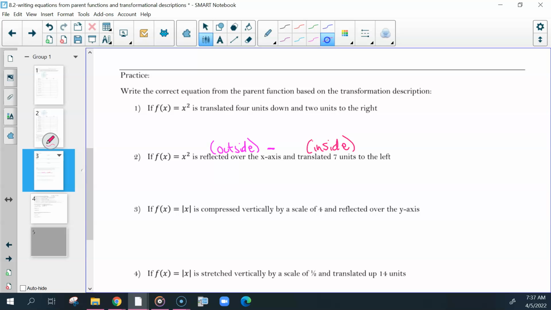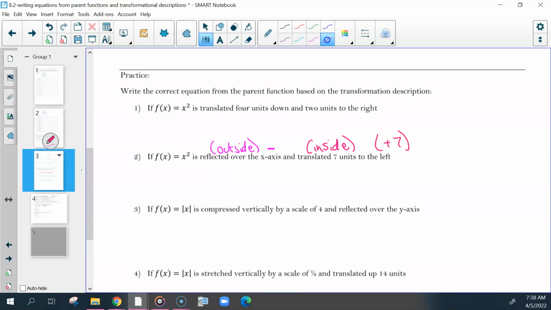And then how would we write something that's 7 units to the left? It is going to be translated, but if we were to write it out, would that be plus 7, minus 7? Oh, plus 7.